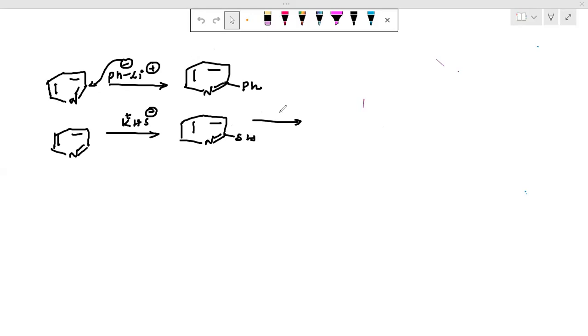Okay, if we get this thiol oxidized, that will be converted to a sulfonic acid. Actually, if we directly add sulfonic acid, that is a sulfonic acid, it is going to attack at the third position, because it is an electrophile. So electrophilic substitution at the third position we saw.